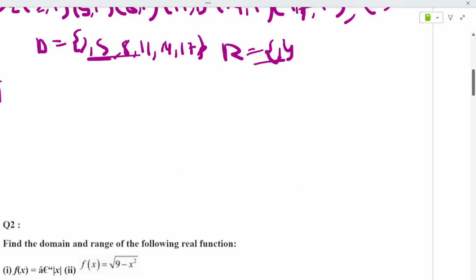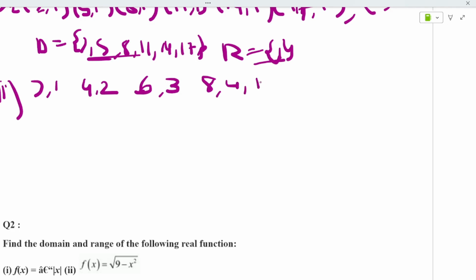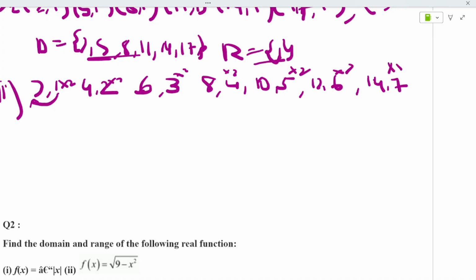Now let's solve the second sub question. They have given (2, 1), (4, 2), (6, 3), (8, 4), (10, 5), (12, 6), (14, 7). If we see this, we can understand that if you multiply by 2: 1 into 2 is 2, 2 into 2 is 4, 3 into 2 is 6, 4 into 2 is 8, 5 into 2 is 10, 6 into 2 is 12, 7 into 2 is 14.